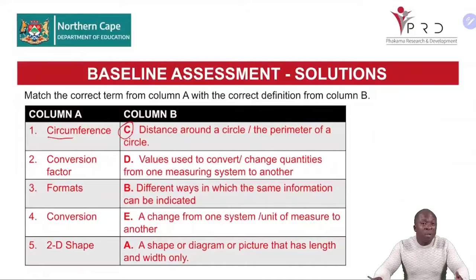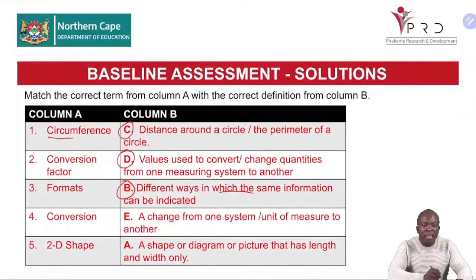The other one, which maybe you are not very familiar with, is what you call format. Whenever we talk of format, we are referring to different ways in which the same information can be indicated. So that answer is B, and the conversion factor is what? D. So now we are left with 2. When we say conversion, convert, we are basically saying that we want you to change it from one system or unit of measure to another one. That is what we call conversion. So the correct answer was supposed to be E.